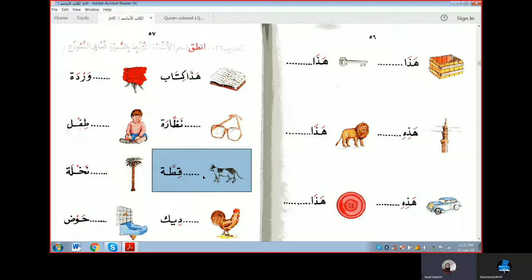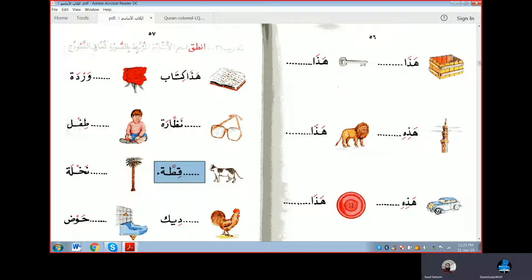What will you use, haza or hazihi? I suppose if it has double legs, would it be hazihi because it has multiple legs? Yes, this word will be hazihi because it has round ta at the end. So any word which has round ta at the end is considered feminine. Okay? So far you have learned these three words with round ta at the end. So these are feminine words.